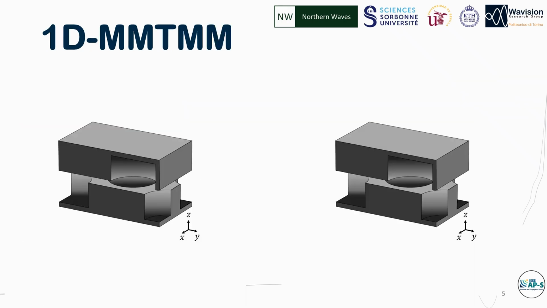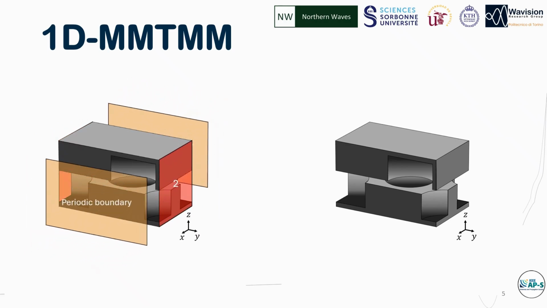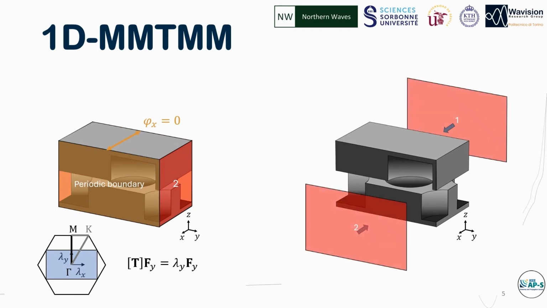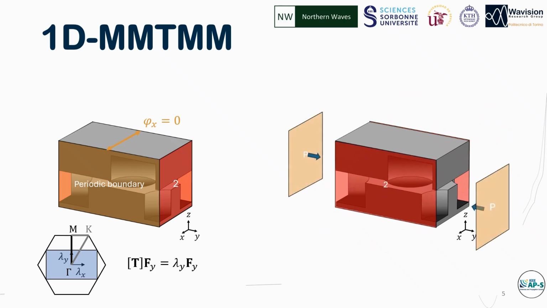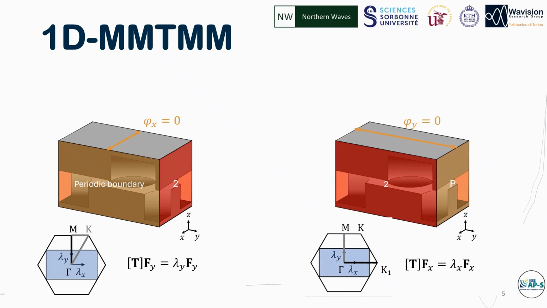The alternative is to use the 1D MMTMM approach, where we replace two of the ports with a periodic boundary condition. First, we replace the x ports with a periodic boundary, setting the phase to 0. This allows us to resolve the gamma M path. For the other two paths, we replace the y ports with a periodic boundary, setting the phase to 0. This allows us to resolve the gamma K1 path, which contains the desired paths MK and K gamma due to the properties of the Brillouin zones.